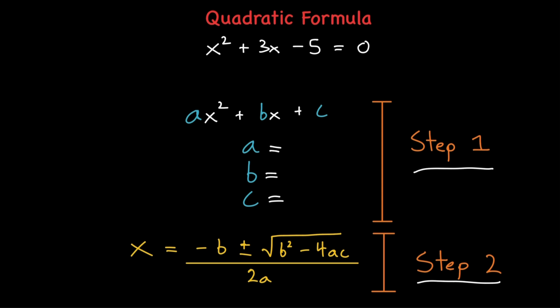So let's talk about step 1. Every time you see a quadratic equation or a quadratic expression, it will always have the form ax squared plus bx plus c, where a is the coefficient of the x squared, b is the coefficient of the x by itself, and c is the constant term on the end.